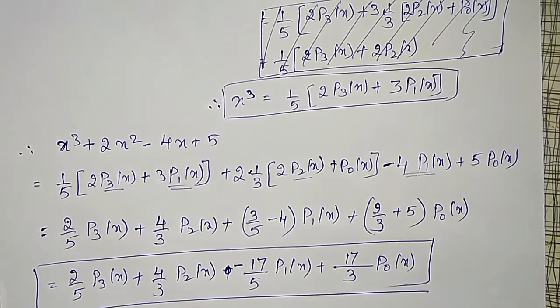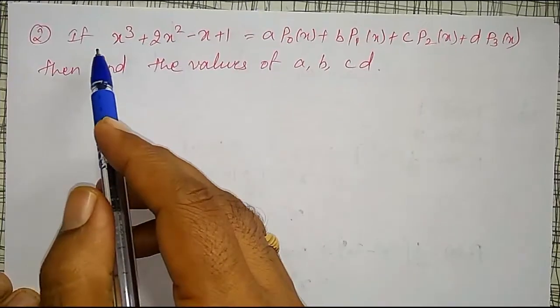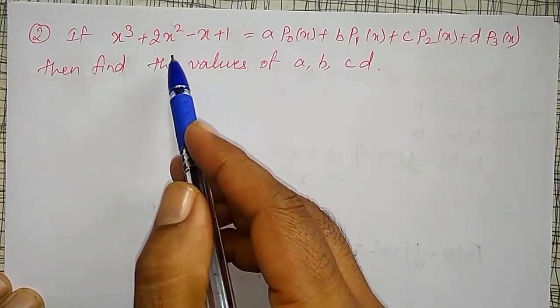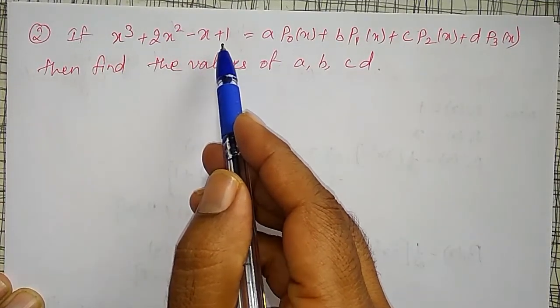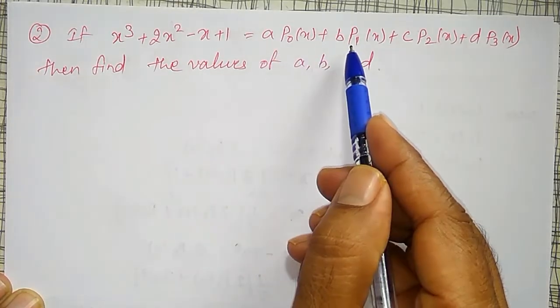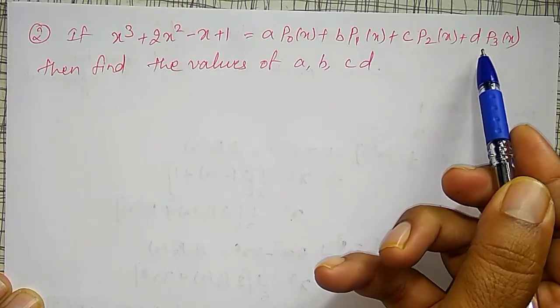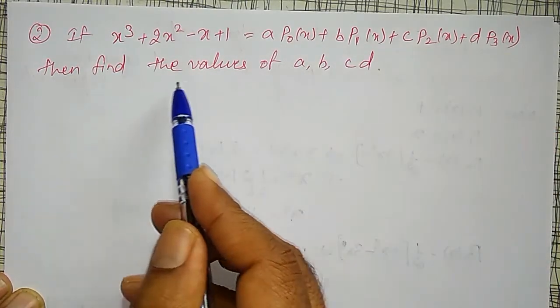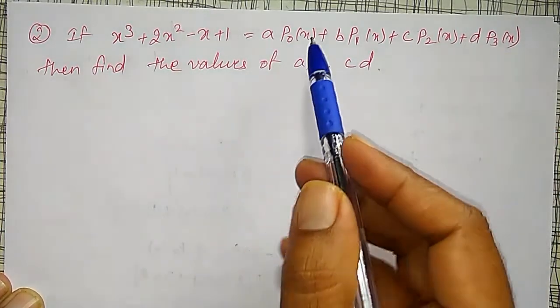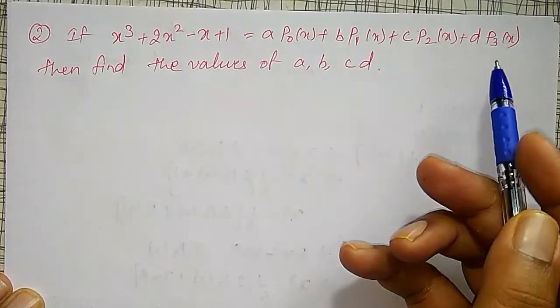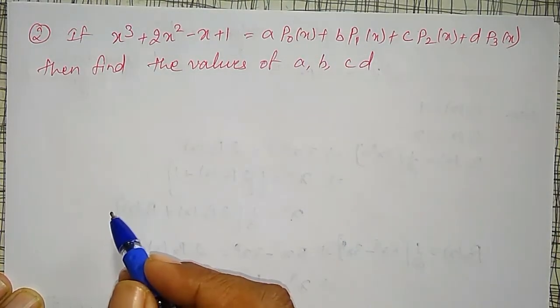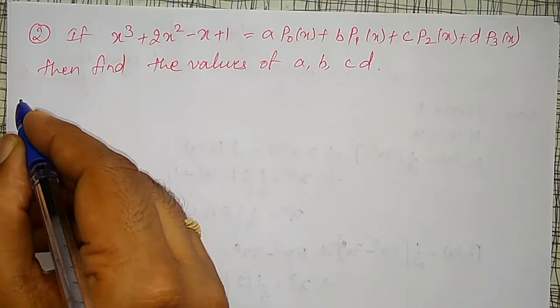Like that, another example I am going to solve: x cube plus 2x square minus x plus 1 equals a into P0 of x plus b into P1 of x plus c into P2 of x plus d into P3 of x. Then find the values of a, b, c, d, where P0, P1, P2 are the Legendre polynomials. Then how to solve this one?